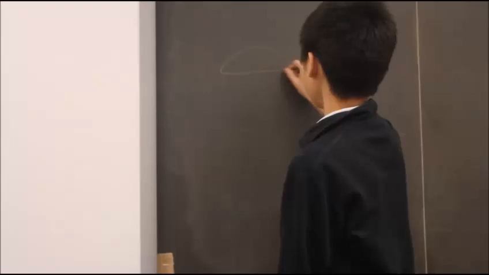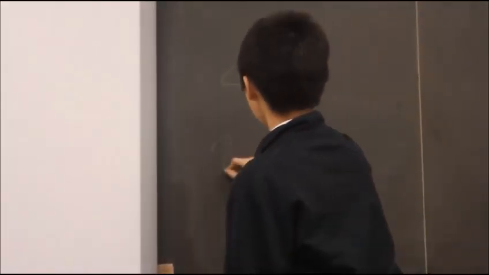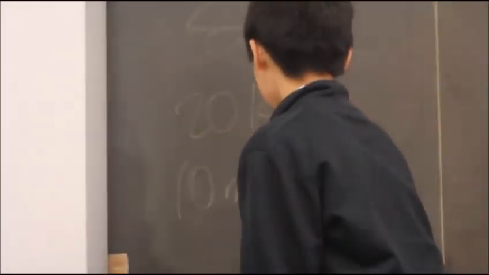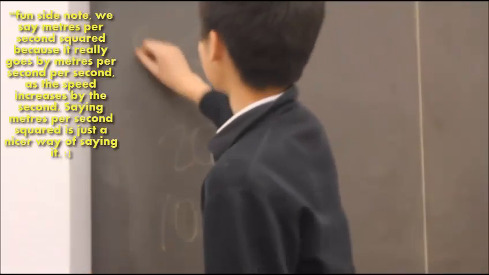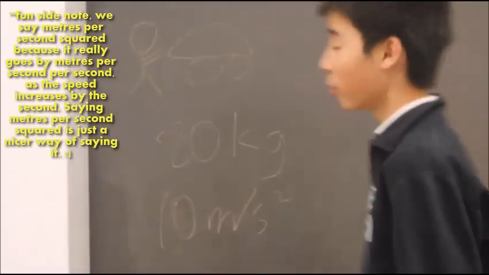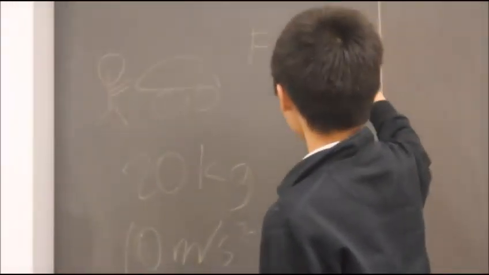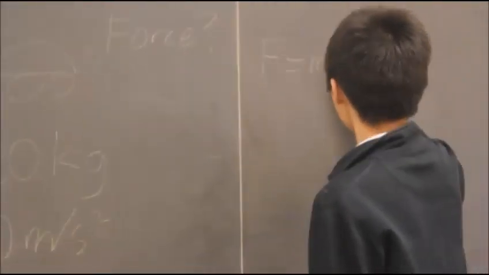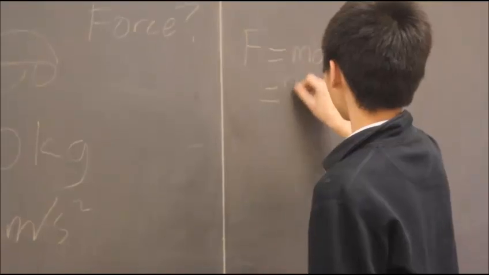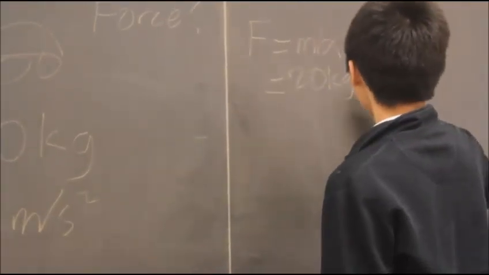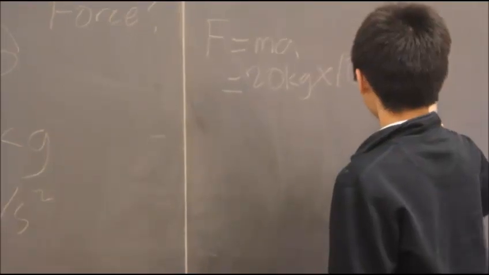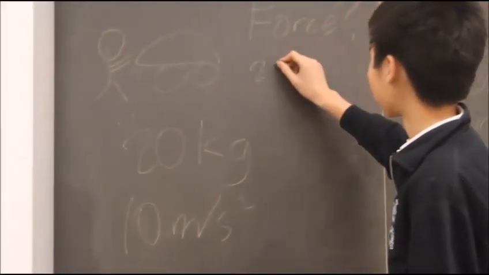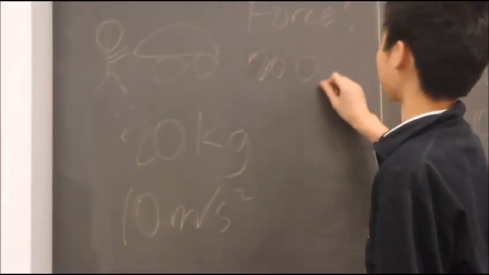Now I'm going to explain the equation. Take a car that has 20 kilograms of mass and accelerates at 10 meters per second squared. And a man is trying to push the car. How much force is needed to push the car? You would take the equation, force equals mass times acceleration, which is 20 kilograms multiplied by 10 meters per second squared, which equals 200 newtons. So the man needs to exert a force of 200 newtons to push the car.